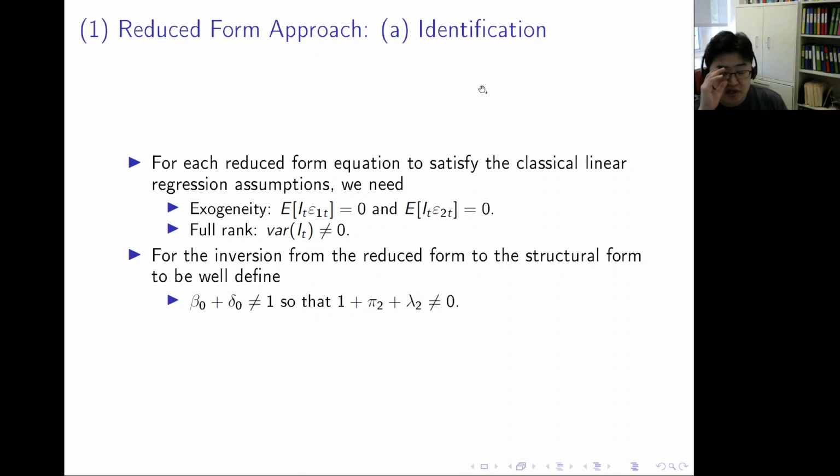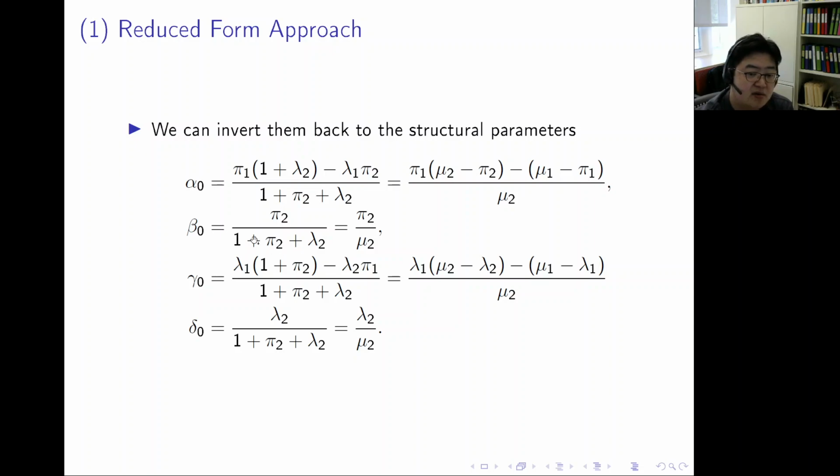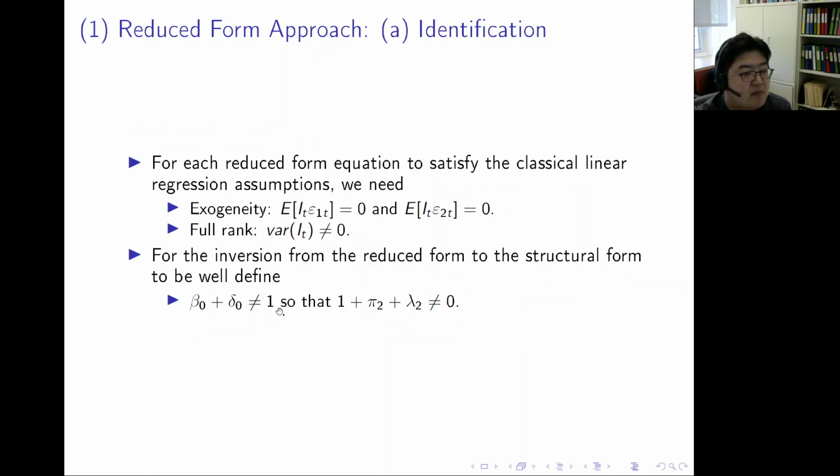And additionally, this is for identification of the reduced form equations. Plus, we have to ensure that the reduced form parameters can be converted back to the structural form parameters. To do that, we have to assume this: beta 0 plus delta 0 should be different from 1, so that the denominator is non-zero, right? So this is how we guarantee the identification of the structural form parameters. Okay.